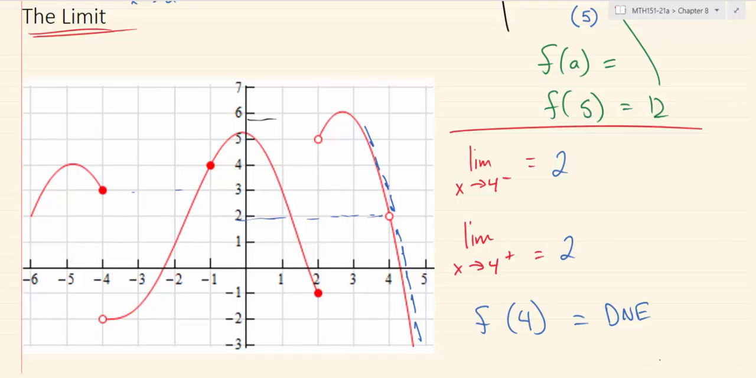So is this function continuous? No, it's missing the bridge. Right? The bridge is gone. Now, if we were to go in and actually fill in this dot, now you would have a continuous function. Now you've got both roads coming in, they meet, and there's a bridge at that point.